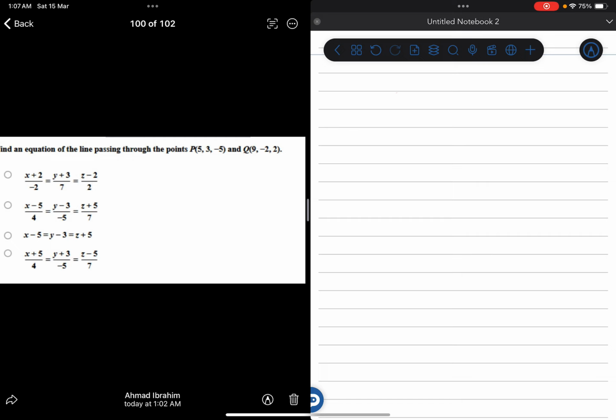So let's start with question 1. For the question 1, find an equation of the line passing through the points P 5, 3, negative 5 and Q 9, negative 2, 2. For the options, we can notice that it is written as a symmetric equation. That means we have to find the points. The equation should be in symmetric, and we know the symmetric equation.